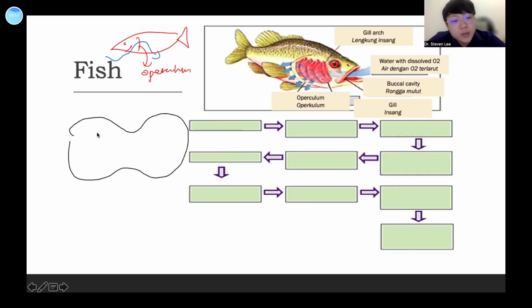Okay, so these two circles are showing you two different cavities, or rongga. The first cavity is the mouth, the buccal cavity, rongga mulut. So this is the buccal cavity, or in Bahasa Melayu, rongga mulut. The second cavity is actually behind. Actually, this picture is like a transparent view. In reality, it's not like that. In reality, you can only see the fin.